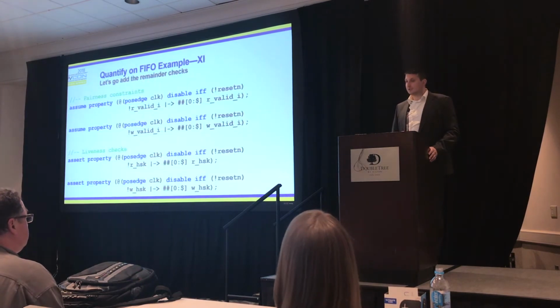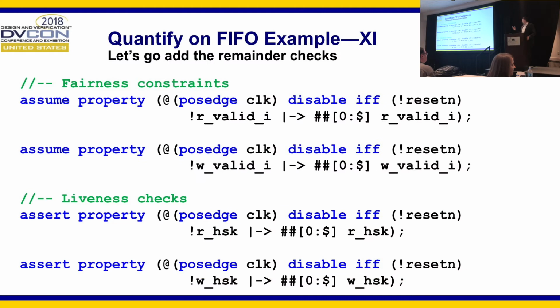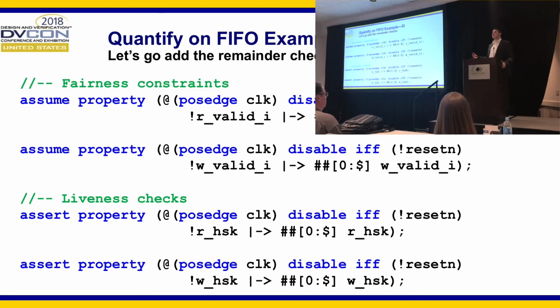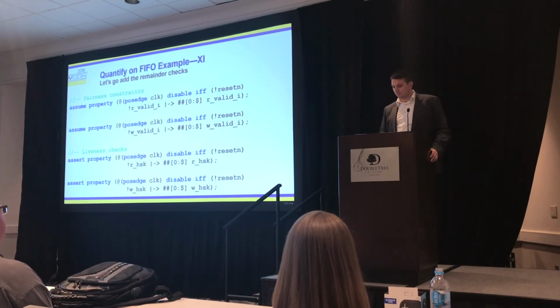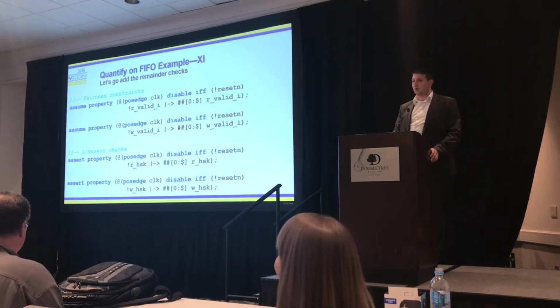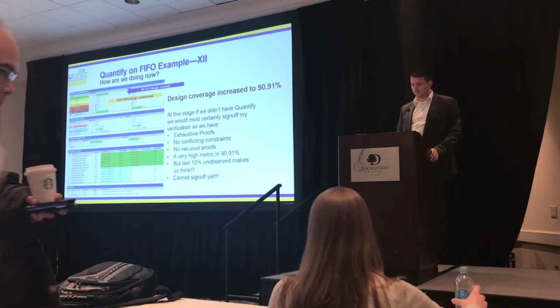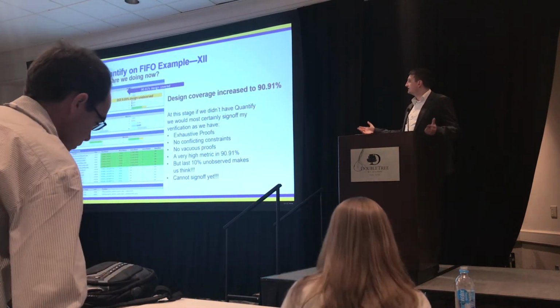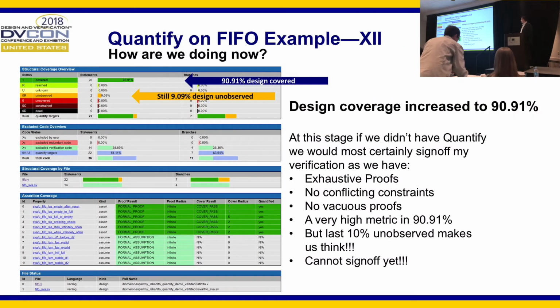And since we didn't talk about any deadlock checks, we might want to add some liveness checks, which are saying that the write handshake and the read handshake will eventually happen. And if we use liveness, we need fairness constraints, which say that they will happen at some point. Okay, so when we add these checks, let's see where we are now. Okay, so now the design coverage is at 90%.